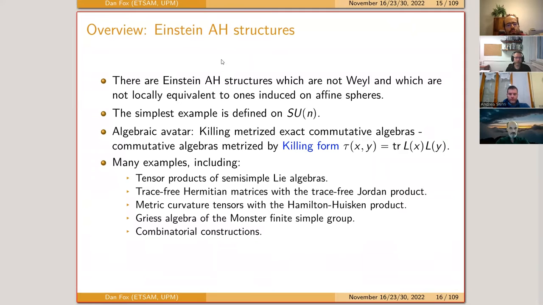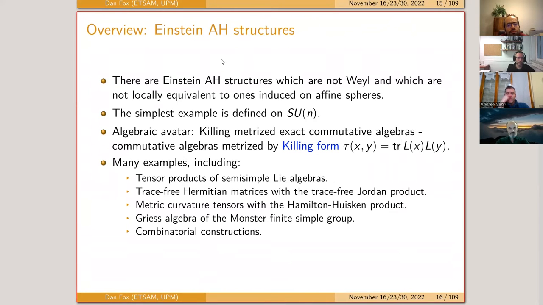Well, no, first, just a couple other things. None of this would be interesting if I didn't know examples that were not Einstein-Weyl and not equivalent to the ones induced on affine spheres. So there are other examples. The simplest one, which I'll explain, is defined in SU(N).